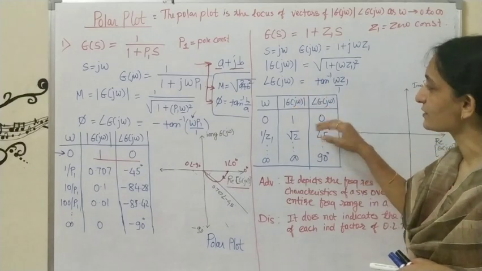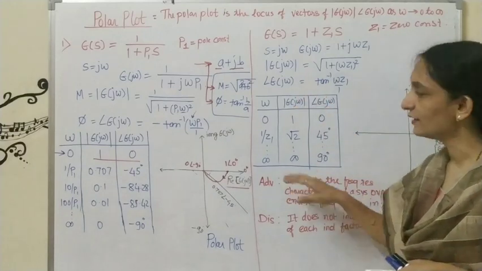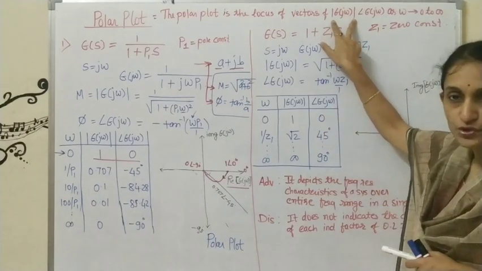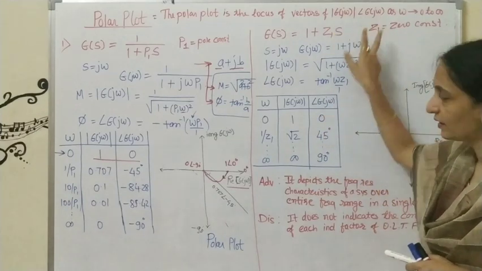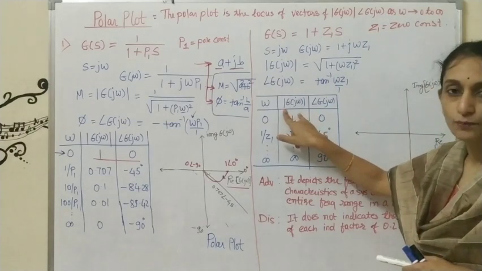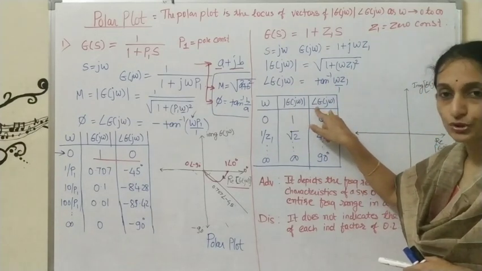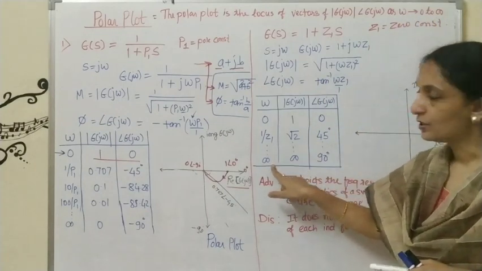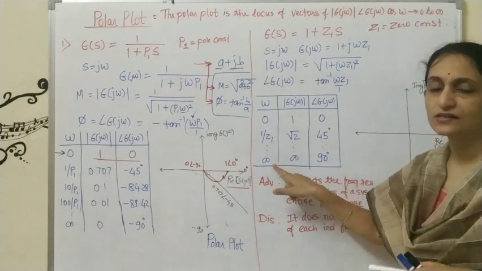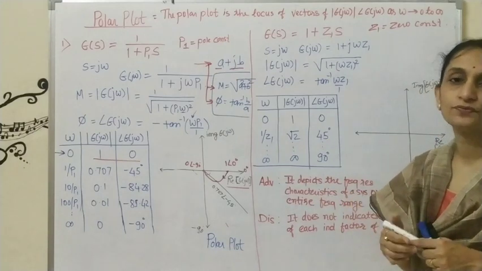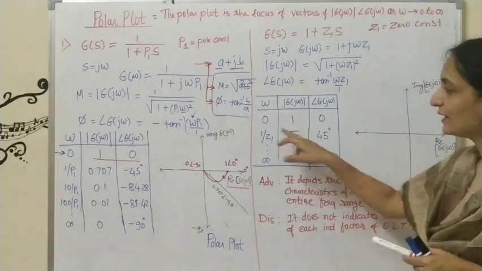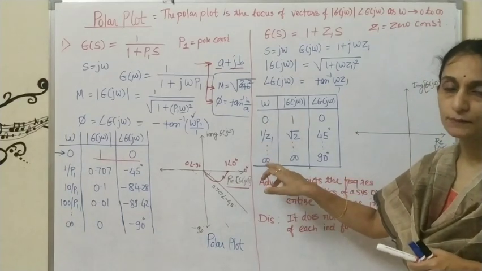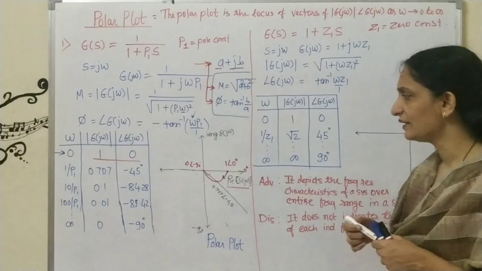Now next, the same thing I did here. I make one table, because my requirement is to calculate mod of G(jω) and angle of G(jω). So in the second column I put mod of G(jω), and angle of G(jω). I need to vary ω from 0 to infinity. For drawing, I need almost 4-5 points. The starting point will always be 0 and the end point will always be infinity. Please remember, in between you can take any intermediate values.